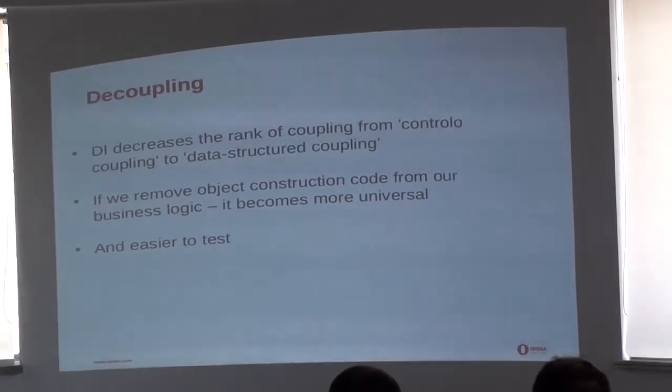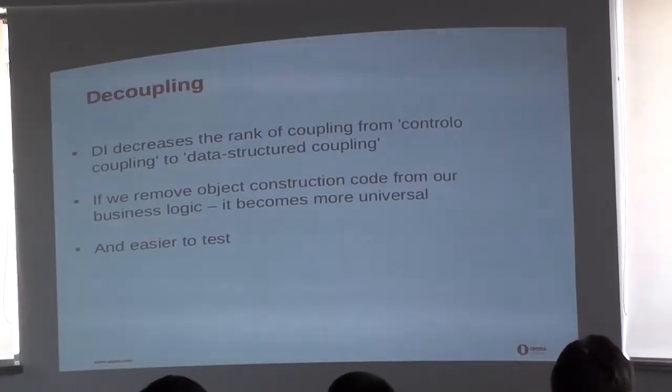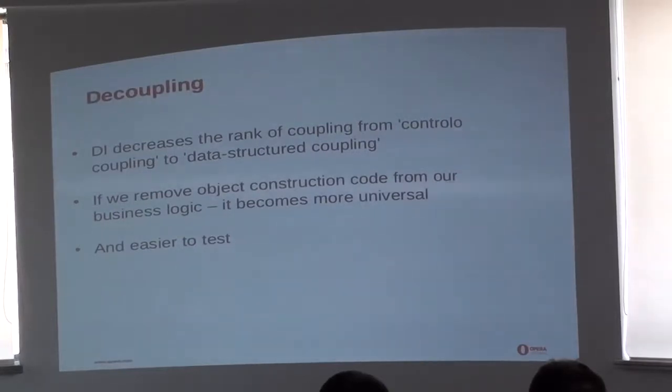So formally, dependency injection decreases the rank of coupling from control coupling into data structure coupling. Data structure coupling means that the information that you want to pass into the object, you pass it as parameters into the object, and you don't need to control the object. And we move the object construction code from our business logic into some other place, and then it becomes more universal.